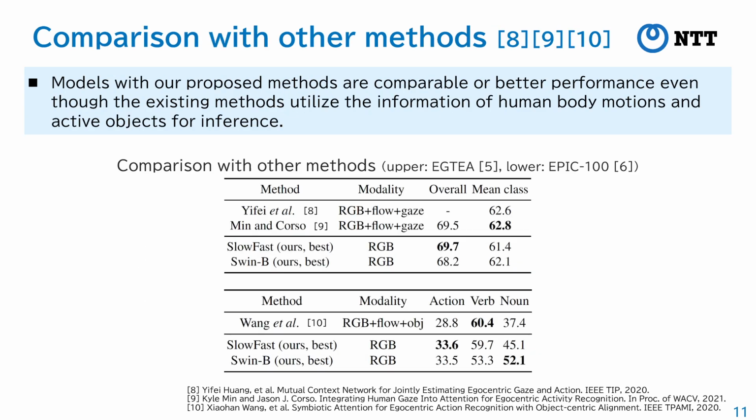Models trained with our proposed methods predict actions with only RGB of a video for inference. Therefore, it is appropriate to consider the latest end-to-end models, such as SlowFast and Video Swin Transformer, as the baseline models for comparison. On the other hand, we also compare with existing methods, utilizing not only RGB, but also human body motions and active objects. Those tables show performance comparison with them. Models with our proposed methods have comparable or better performance, even though the existing methods utilize the information of human body motions and active objects for inference.